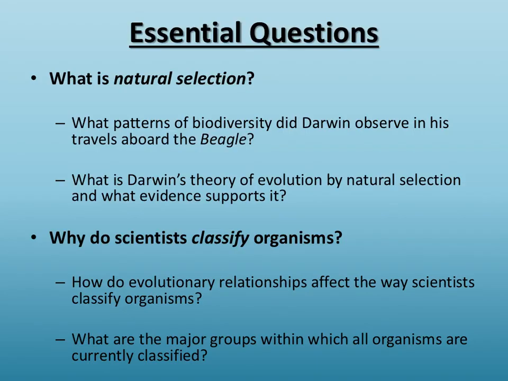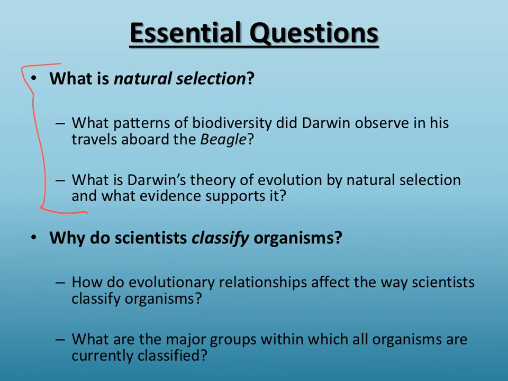So I've got essential questions here that we're really going to break up this year. The first couple of weeks are going to cover this first set of essential questions. What is natural selection? What did Darwin observe? And how did Darwin explain how all this works?